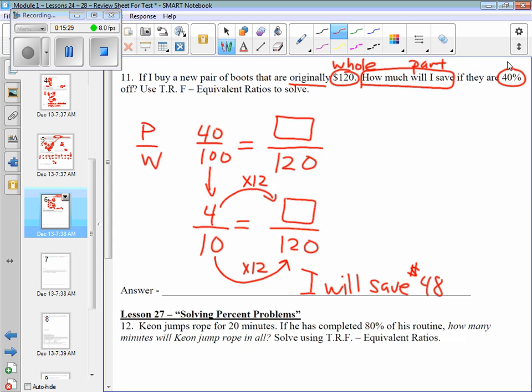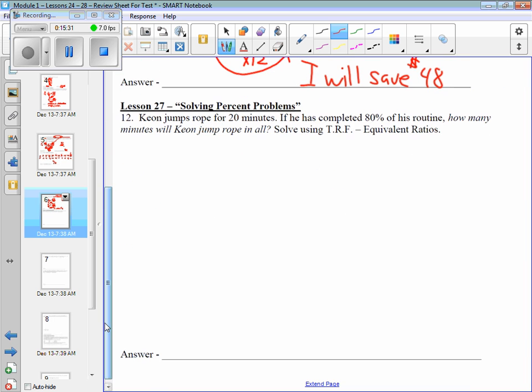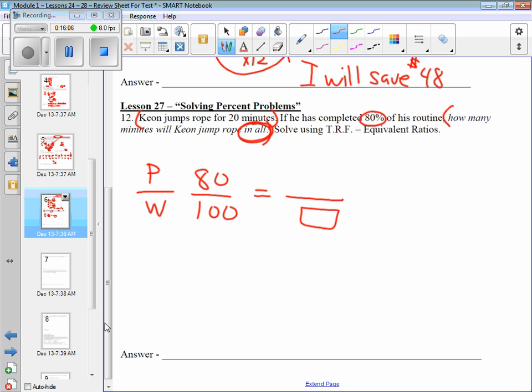Okay, let's take a look at number 12. We see 80% here. We know we can use that as our first ratio, 80 over 100. Now with this question, you can't tell right off the bat that this 20 minutes is going to actually wind up being the part. So you have to sometimes read the entire question. And when you get to how many minutes will Keon jump in all, this in all indicates that we are looking for the whole. So that's going to make the 20 minutes the part.